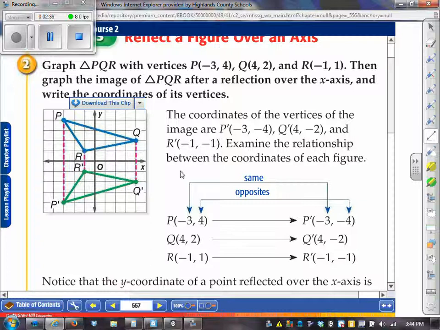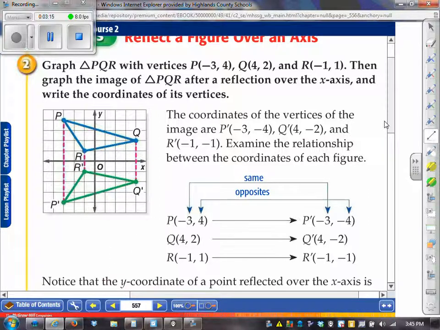And they show us that if we're going to reflect over the x-axis, we're going to bring this image down over onto this side of the x-axis. All we really need to do is change the y-coordinates to the opposite. Now, let me say that again. When we reflect over the x-axis, we're going to change the y-coordinates to the opposite. And the same is true when we reflect over the y-axis. If we reflect over the y-axis, we're going to change the x-coordinates to the opposite. So that's a really easy thing to remember.